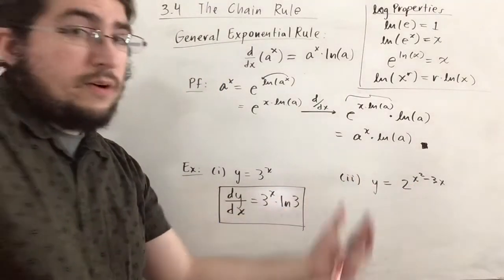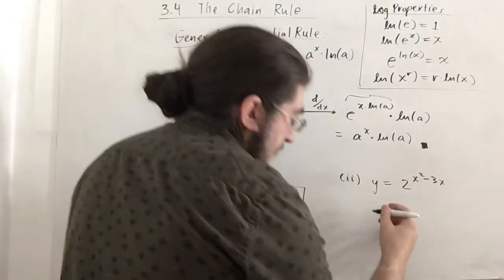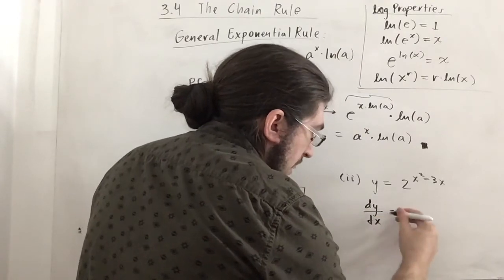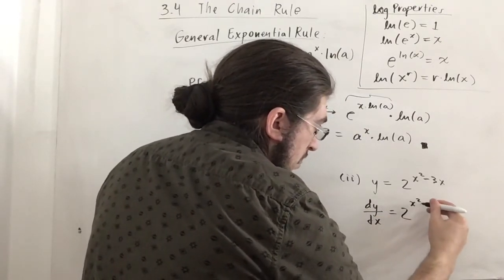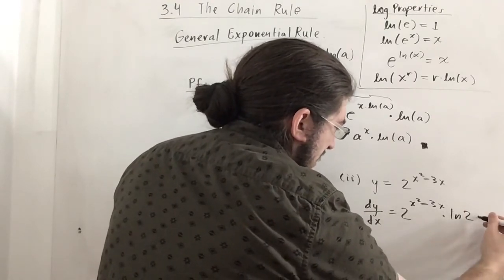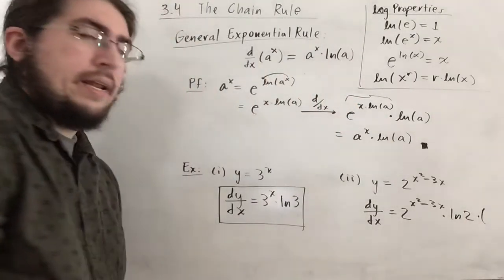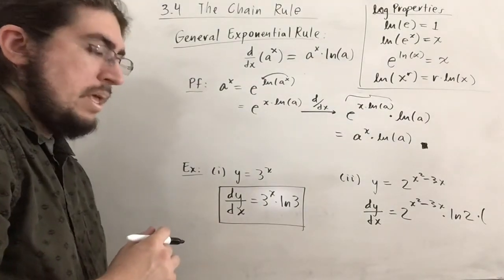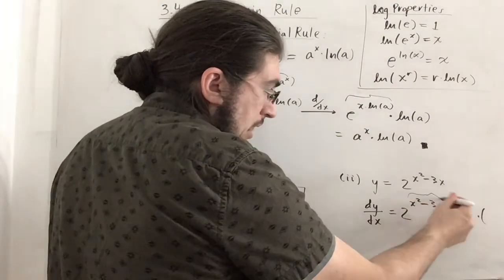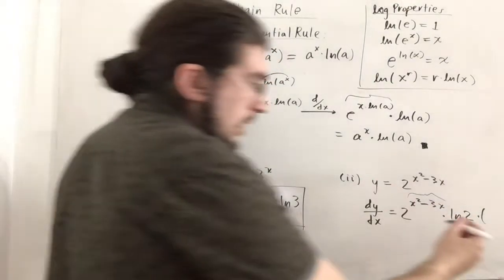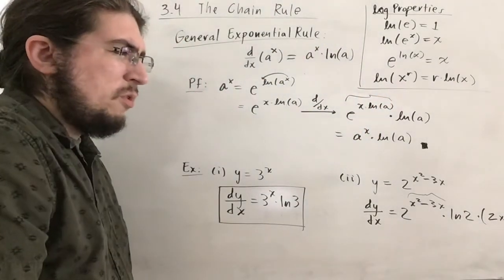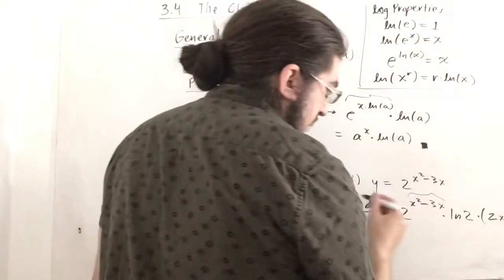For this one, it's very similar. Let's see. Its derivative, using that rule above, is itself times ln of the base times the derivative of the inside. Okay, so now what is the derivative of the inside? The derivative of the power, this is our inside, is, well, 2x minus 3. And you can write that in whichever order you'd like, but I'm just going to leave it like this.